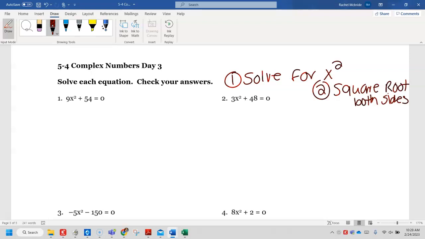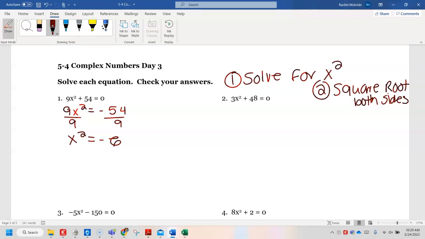In number 1, I have 9x squared plus 54 equals 0. To solve for x squared, I'm going to subtract 54 to the other side. That gives me 9x squared equals negative 54. I want to get x squared alone, so I'm going to divide both sides by 9, and I get x squared equals negative 6.